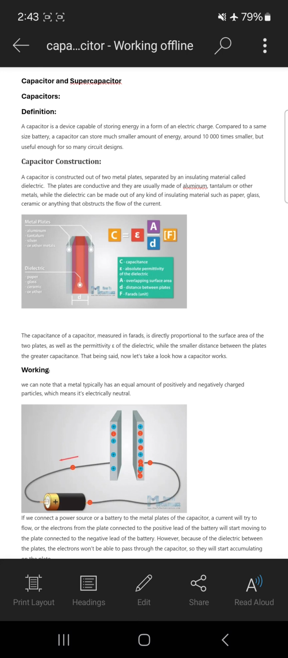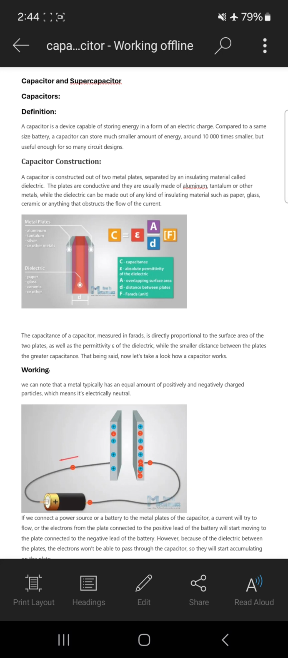First of all, let's see what capacitors are. Basically, a capacitor is a device which is used to store charge. A capacitor is a device capable of storing energy in the form of electric charge. As compared to a battery, a capacitor can store less energy, but it is more useful than a battery.